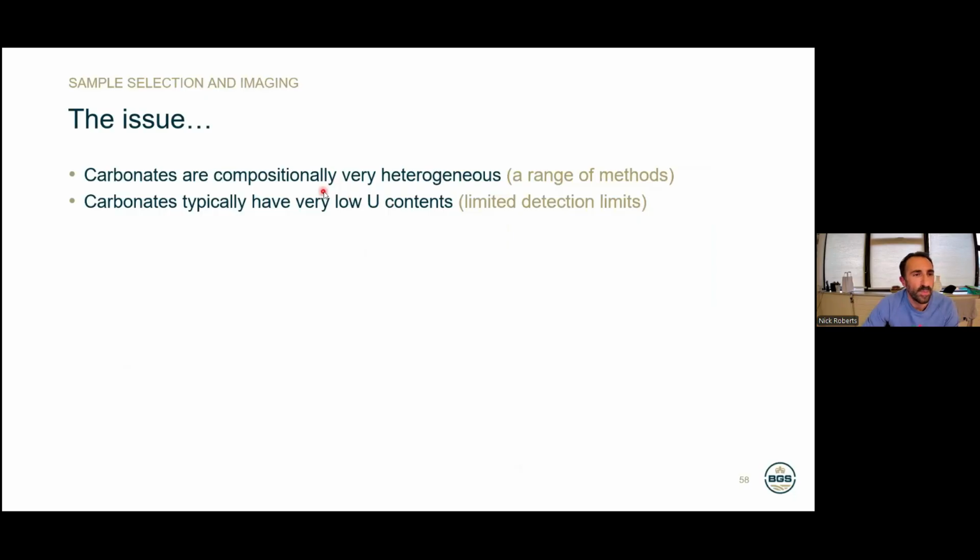Carbonates are very compositionally heterogeneous. There's a wide range of methods to try to unravel and interpret this heterogeneity, and then use it to pick areas where we're dating or to interpret ions. As I said, carbonates typically have very low uranium content, and that's one of the reasons why this is one of the last commonly occurring minerals to have uranium-lead applied to it. A lot of the methods I've just shown you have detection limits that can't really see the uranium.